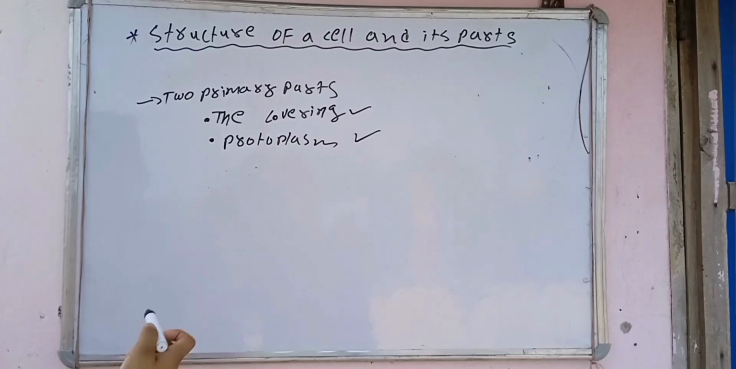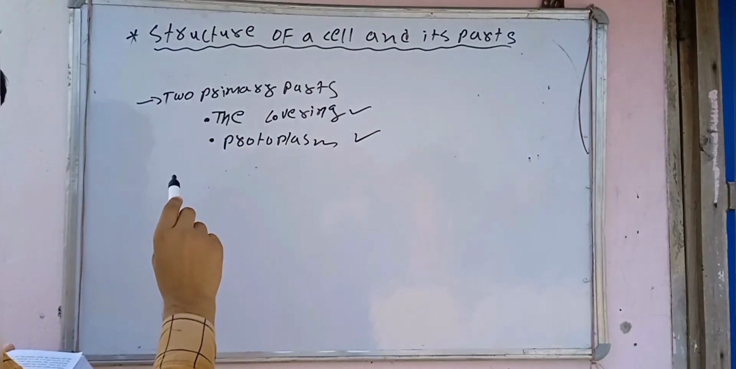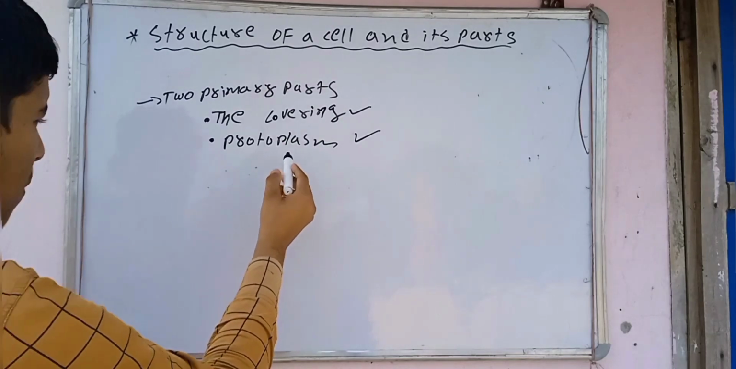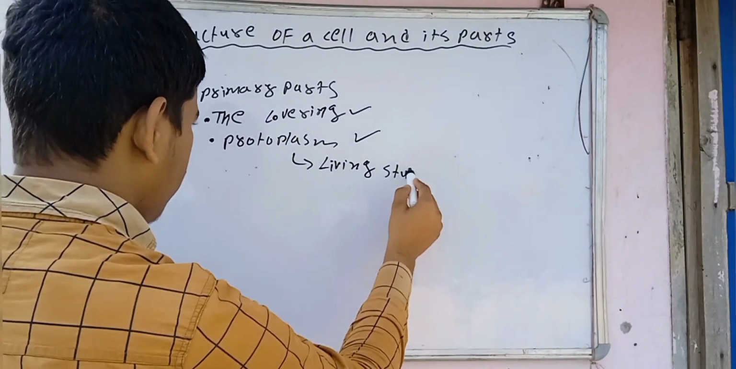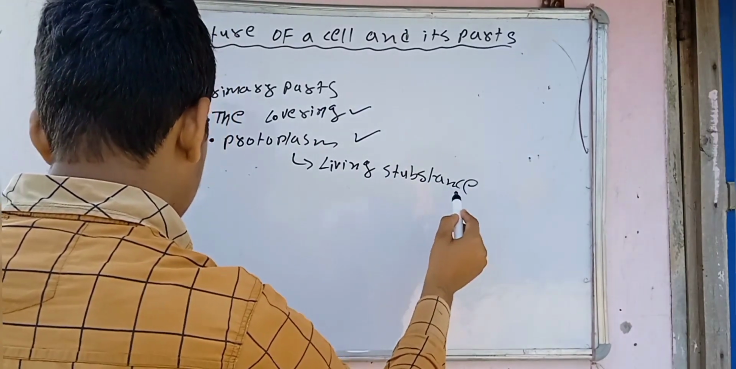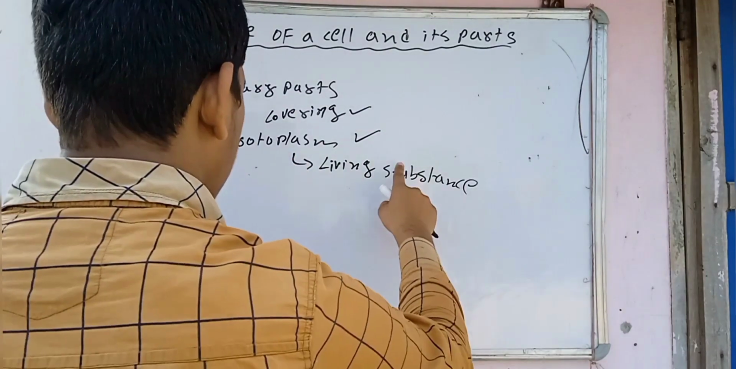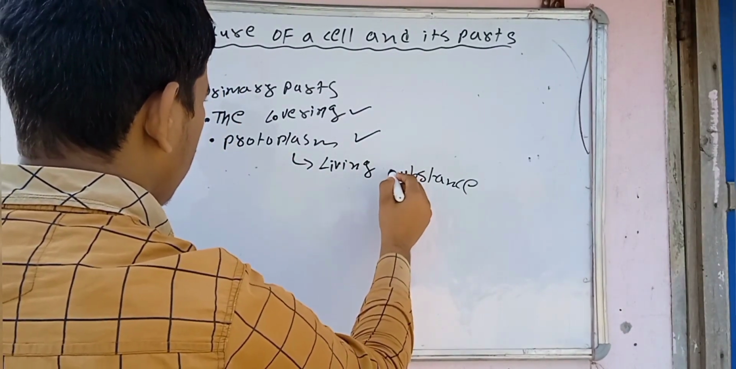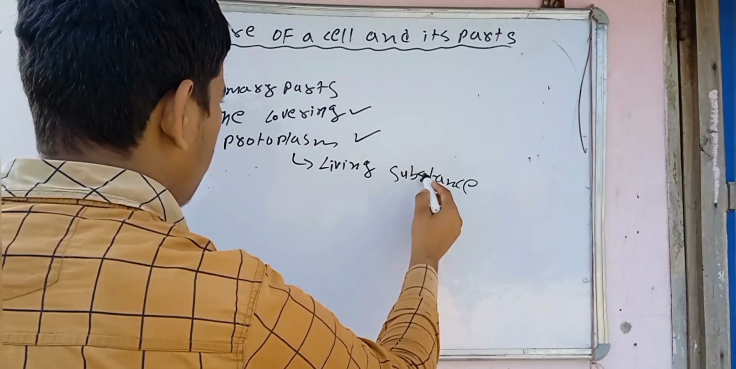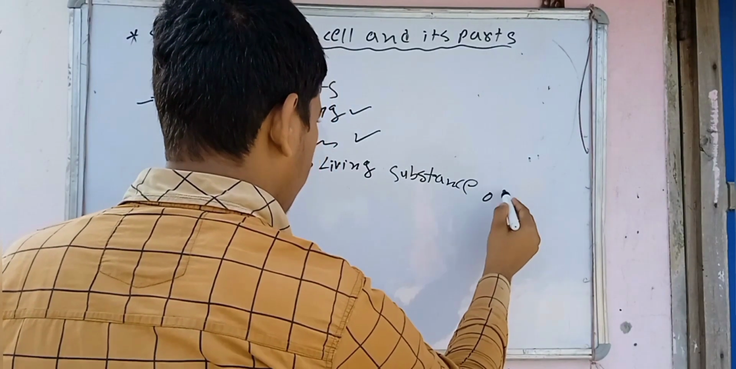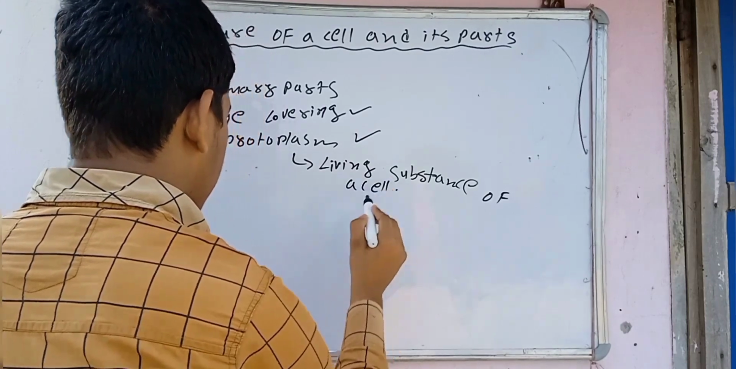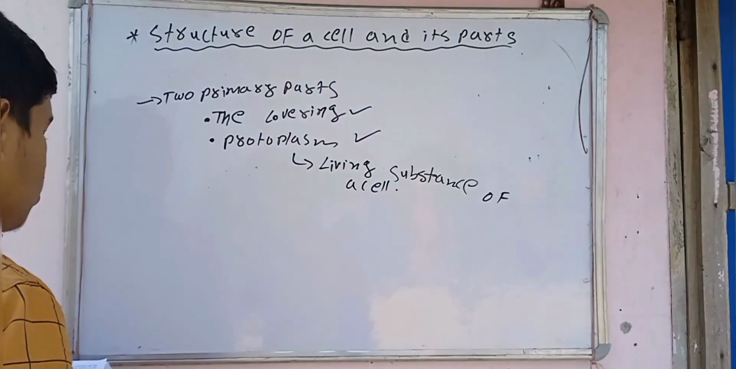Now let's talk about what is a protoplasm. Protoplasm is a living substance of a cell. So protoplasm, it is a living substance. Substance, right? So what is this? Living substance means it's alive, right? So protoplasm is a living substance of a cell, right? It is a living substance of a cell.